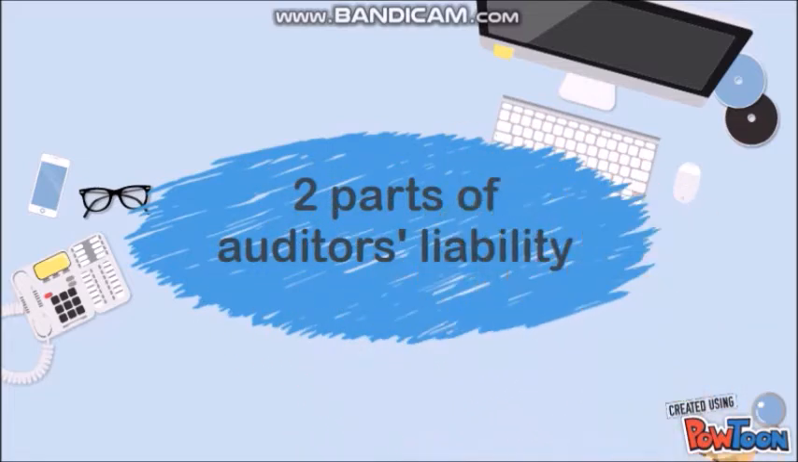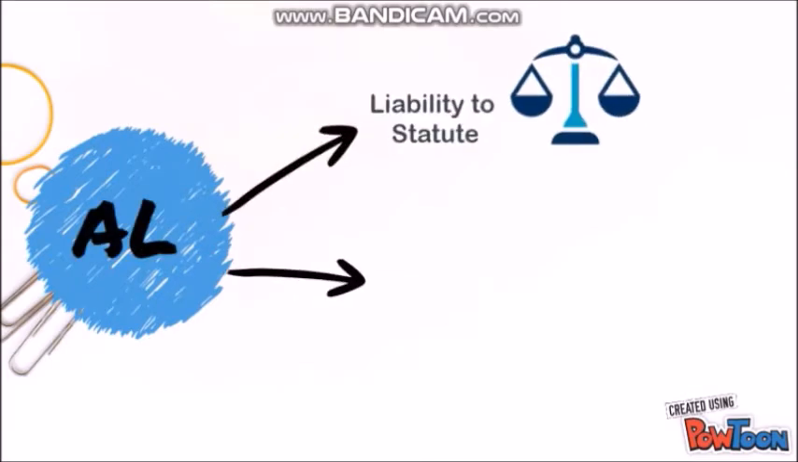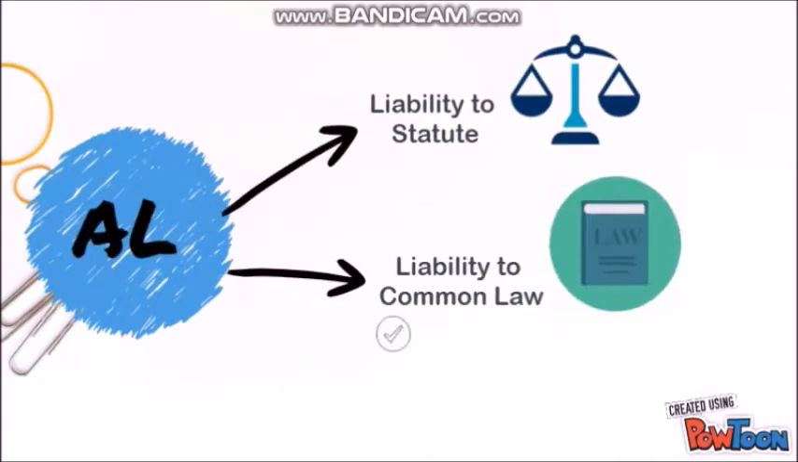Liability of auditors is divided into two parts. 1. Liability to statute. 2. Liability under common law, which consists of a. Client, breach of contract. b. Third parties.